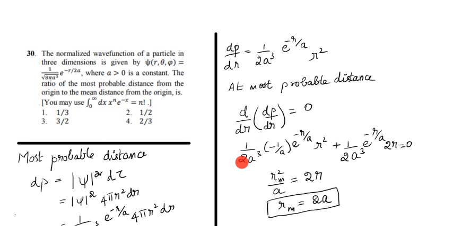So differentiating the probability density with respect to r, we have two terms with respect to r: e power of minus r by a and r squared. Using the uv method, we keep r squared constant and differentiate e power of minus r by a, then keep e power of minus r by a constant and differentiate r squared. Equating it to 0, we get the most probable distance rm as 2a.